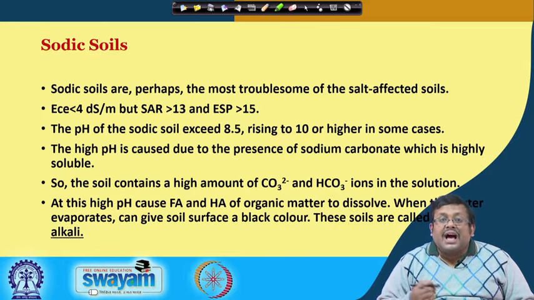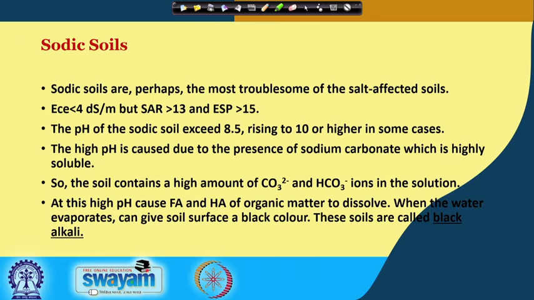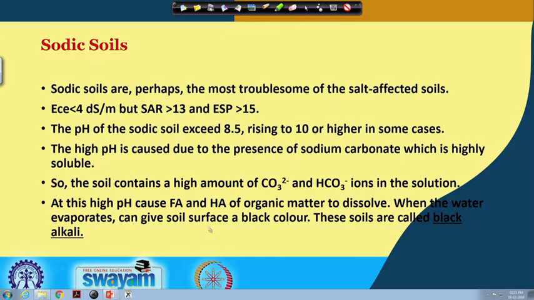So the soil contains a high amount of carbonate and bicarbonate ions in the solution, obviously, because there is either sodium carbonate or sodium bicarbonate in the solution. They are present in high amounts, and at this high pH, when the pH goes beyond 8.5, sometimes 10, the fulvic acid and humic acid, I will discuss this later in detail, these are two important fractions of soil humus. We will discuss in detail when we discuss soil organic matter.